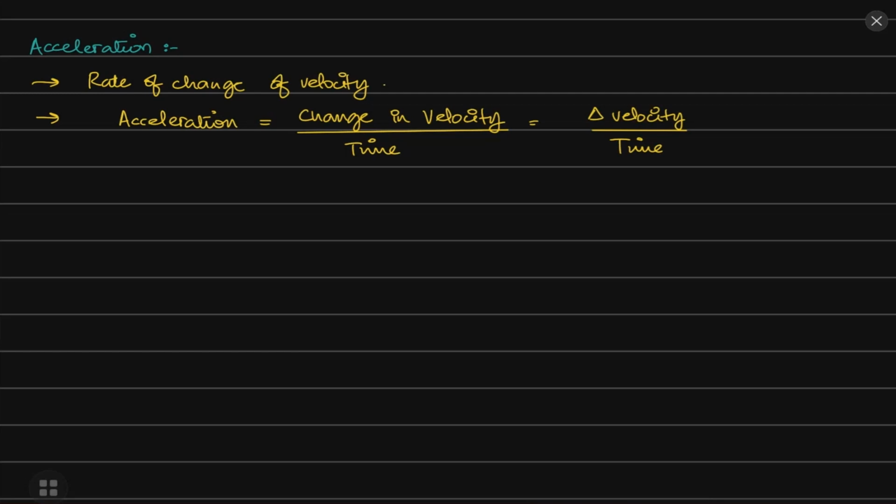Similarly, if I jump from 20 meters per second to 40 meters per second, let's write this down first. So let's suppose at the first second I'm traveling at 20 meters per second. At 2 seconds, I'm traveling at 40 meters per second. At 3 seconds, I'm traveling at, let's say, 100 meters per second.